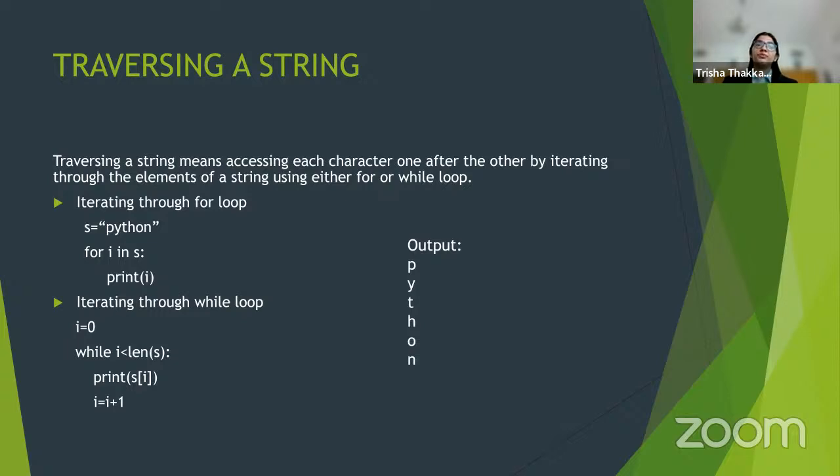Iterating through the while loop. This also gives us the exact same output, but the while loop is used over here. So the code for this is i is equal to 0, and while i is less than the len of s, it prints s of i. And to make sure this loop continues, we have to add the statement i is equal to i plus 1. So over here, the value of i is 0, and the len of s is the number of characters in the string, which is 6. And so it iterates till i is less than 6, and all the letters are printed.